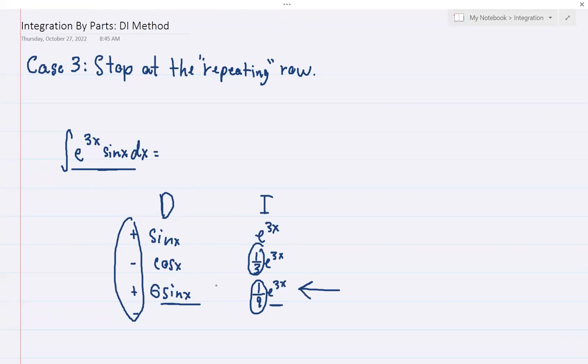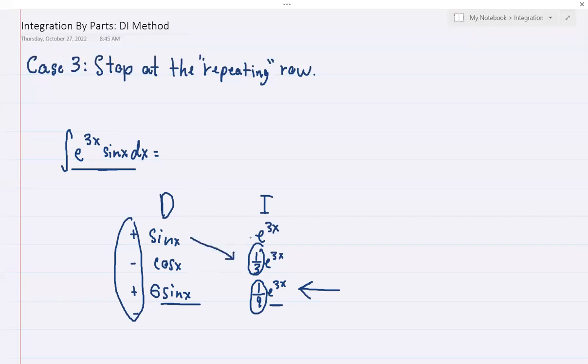Despite the constants and the sign the function has, don't regard it. Don't mind it for a moment. Just mind the functions. Since we have e raised to 3x and sine x, and we have sine x and e raised to 3x on the third row, we're going to stop at the third row.